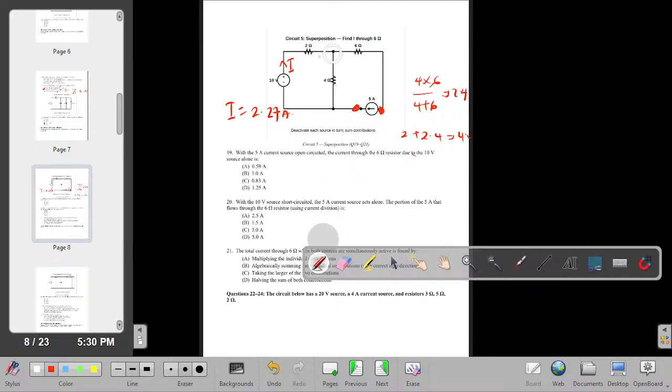Then upon passing through the 2 ohm, what happens here? There is a voltage drop. Is that not it? Yeah. So the voltage is dropped. Once the voltage is dropped here, I'm going to have 2.27 times what? 2, right? So 2.27 times 2, what do we get?